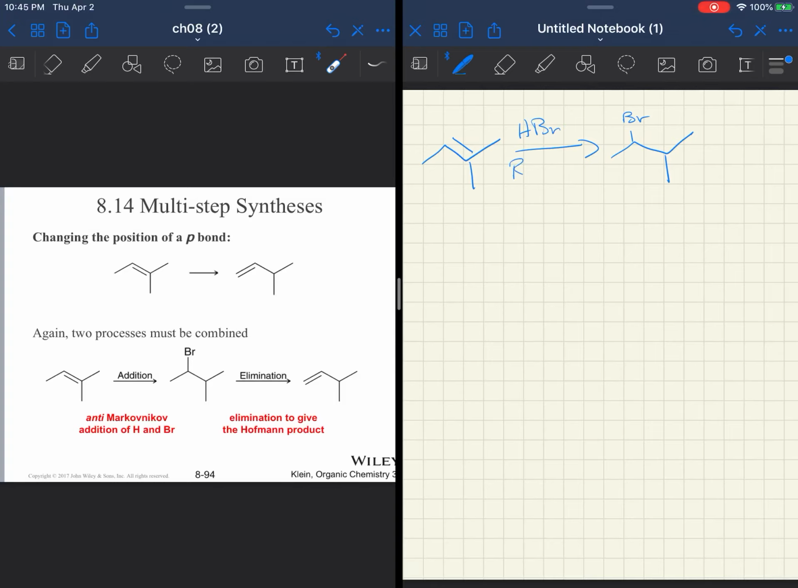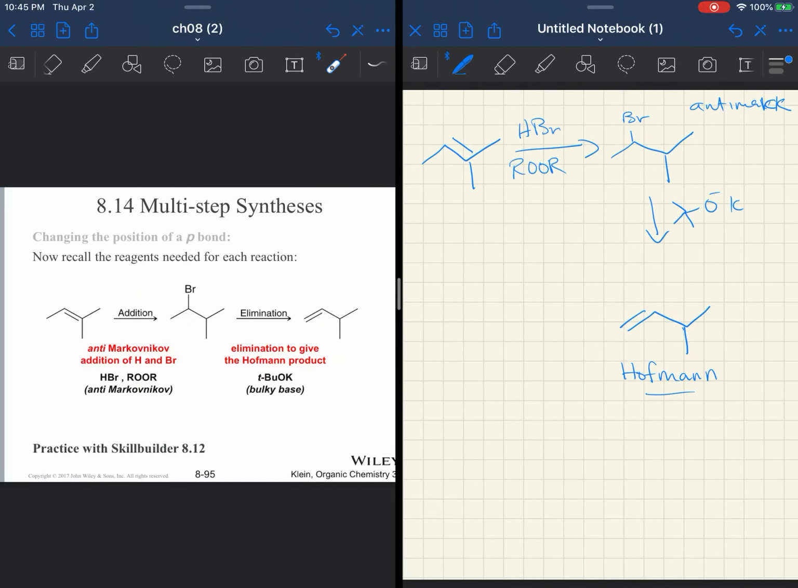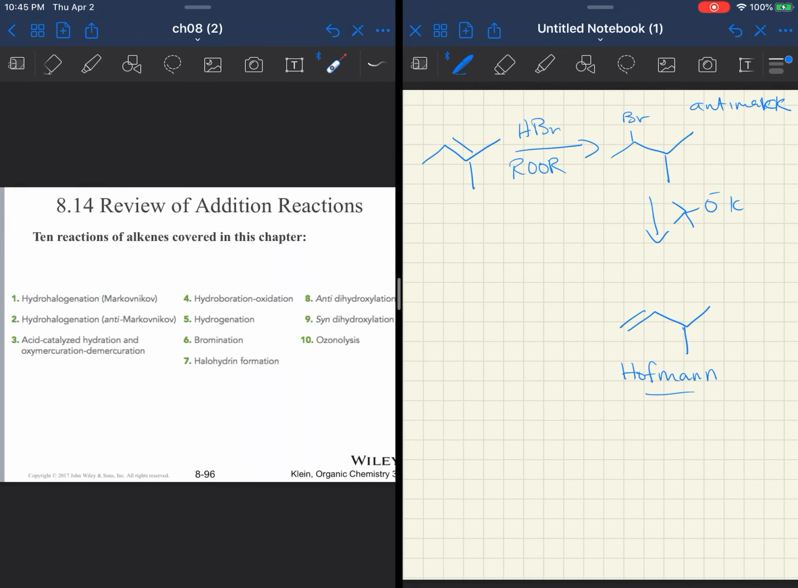All right, so we'll start off with adding bromine. Now, we want the bromine to go to the less substituted position, so we're going to use our peroxides to make sure that happens. We want the double bond to go to the less substituted side. We want the Hoffman product, so we're going to use potassium tert-butoxide to make sure that happens. That's why this regiochemistry has been so important. We want anti-Markovnikov up here and Hoffman down here.